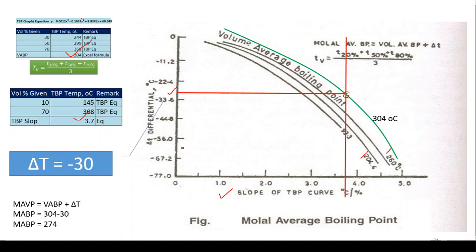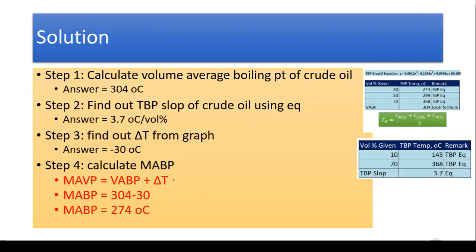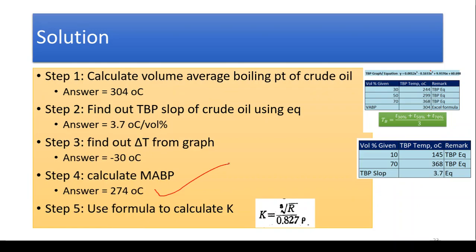After that, we know that molar average boiling point is volume average boiling point plus delta T. So adding to the volume average we can get it. So this is our fourth step, to calculate the molar average boiling point by this equation. So we have to put in the minus 30 value, and we can get the value as 274. So that is step 4, molar average boiling point. Now we have calculated the molar average boiling point, 274.